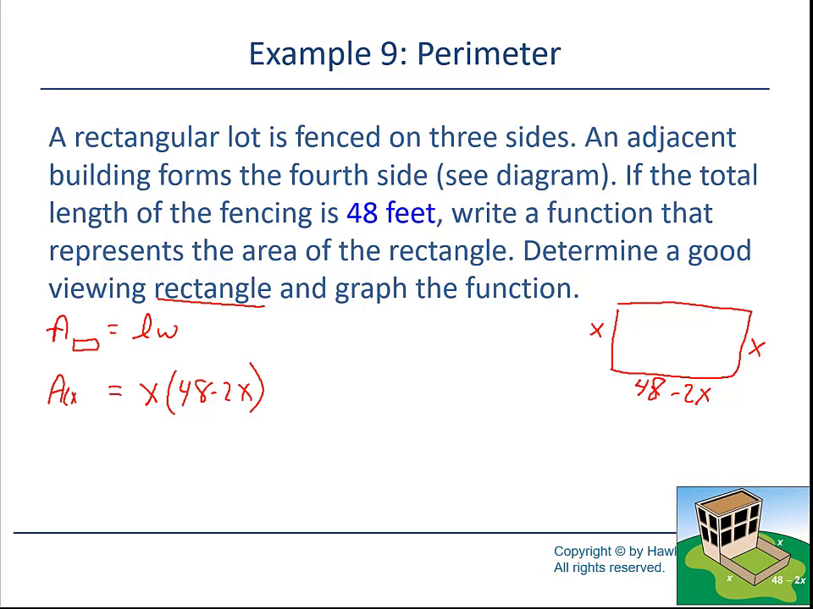Since those are all x's, the area is going to be a function of x. To finish it up, we'll expand this: 48x minus 2x squared, and that is the function we need. And we can graph it too.